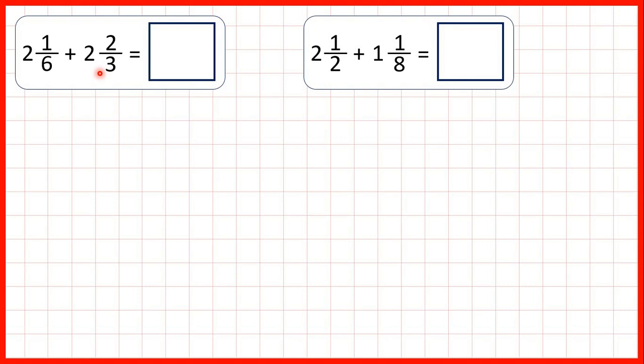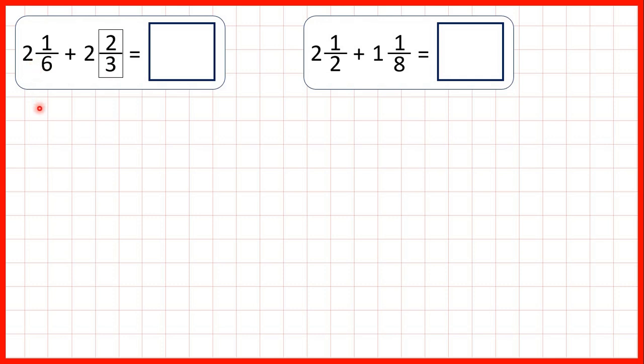Now we need to add mixed numbers. So first we have 2 and 1/6, and we need to add 2 and 2/3. But to add fractions, we need the denominators to be the same. So we need to find a fraction equivalent to 2/3 which has a denominator of 6.